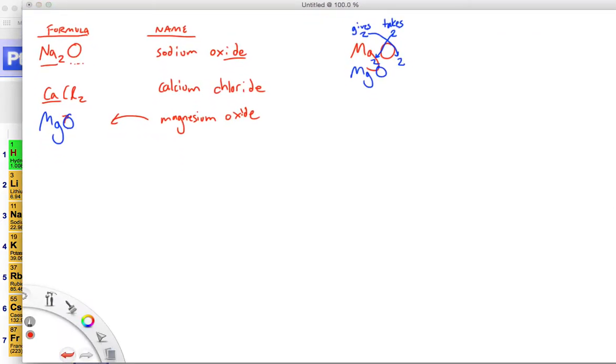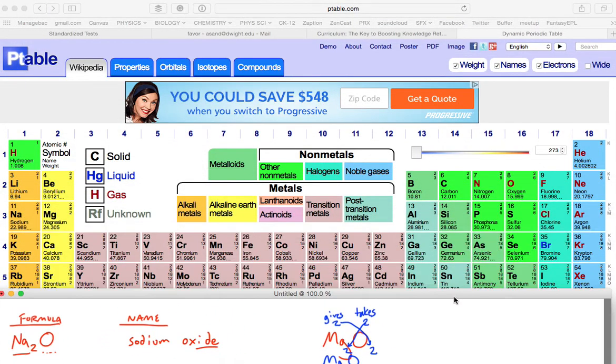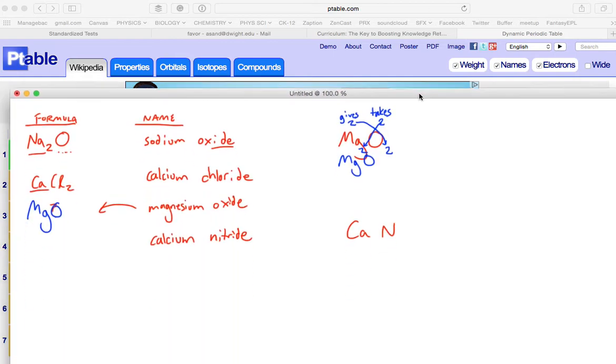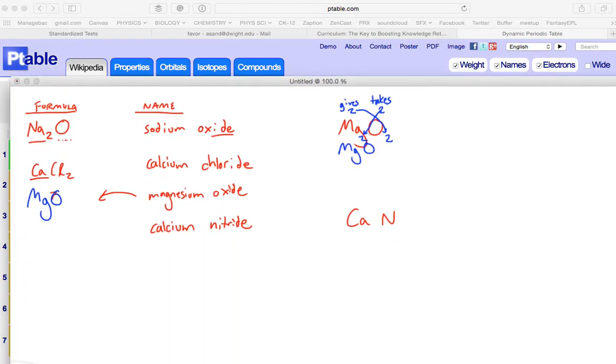Calcium nitride. So you're going to have Ca and you're going to have N. Okay, where are these elements? So Ca is right over here, in the second group, so it's going to be giving 2. So write that on top, gives 2.